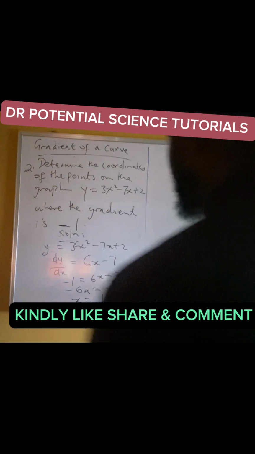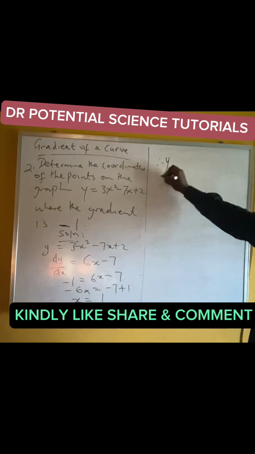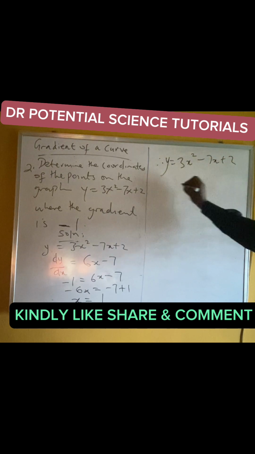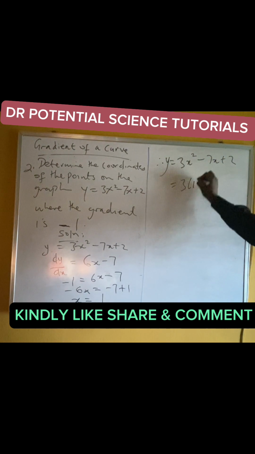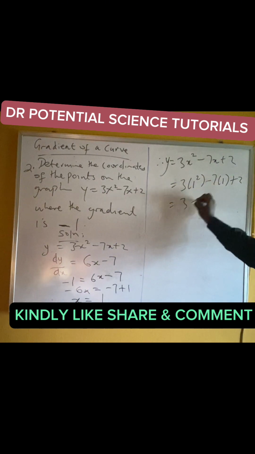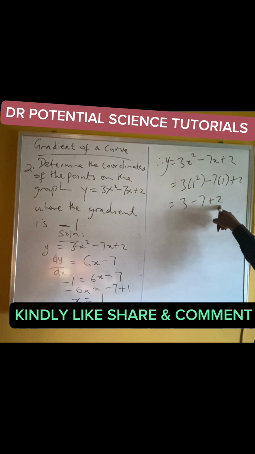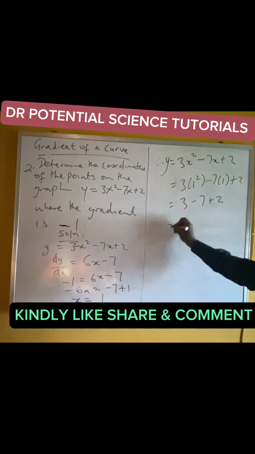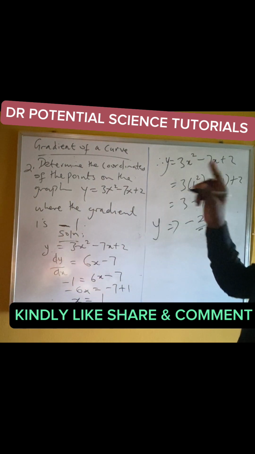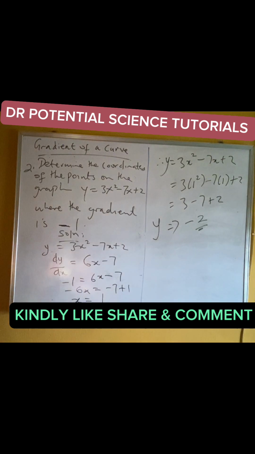So if x is 1, therefore y equals 3. This is the function originally given. So anyway, you see x puts 1: 3 times 1 minus 7 times 1 plus 2. So that will give us 3 minus 7 plus 2. Minus 7 plus 2, that's minus 5. 3 minus 5 is minus 2. So y equals minus 2. So the coordinate of the point on that graph is what? 1, minus 2.